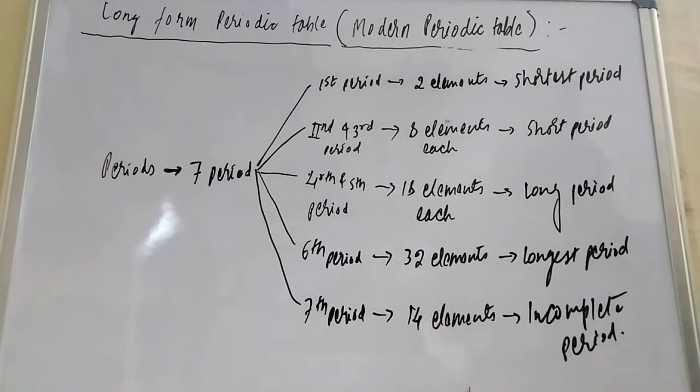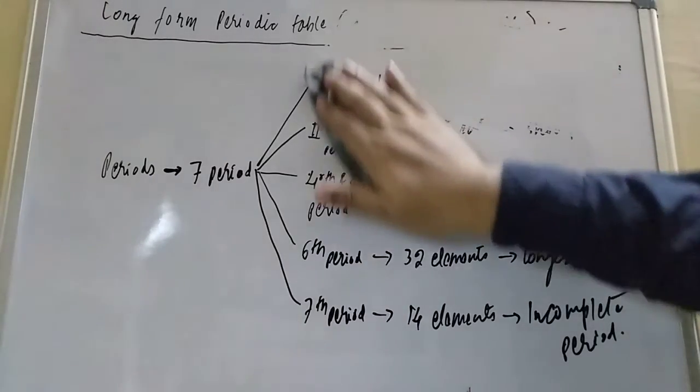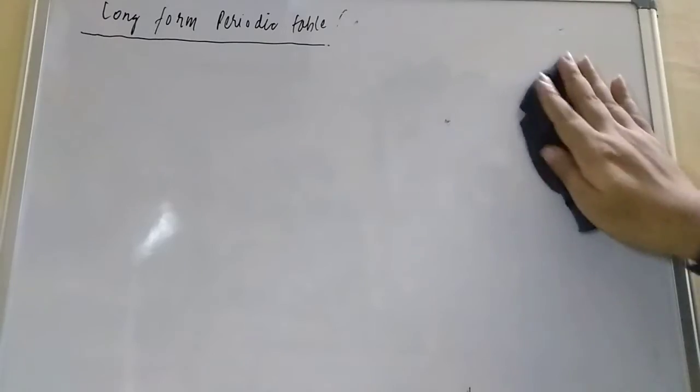Now, students, what I am going to do is draw the periodic table. So let us see how to draw the long form periodic table or modern periodic table. You try to understand it. When you are going to draw the long form periodic table, firstly keep in mind how many groups are there, how many periods are there, and how many elements are in each group. Then only you will be able to understand this. So keep watching, students.